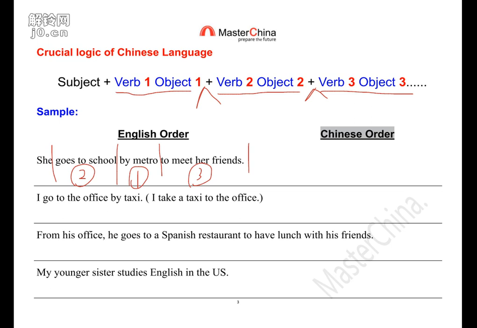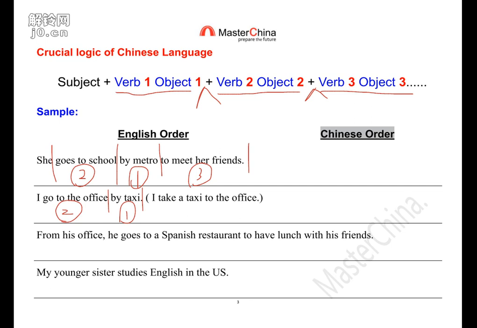Same, let's check one more. I go to office by taxi. Action 1, take taxi, of course. Then I can go to the office. If we just check another sentence, the English expression is more clear: I take the taxi to the office, right? But if we do "by taxi", we need to say it first as action 1. Then this is more logical.